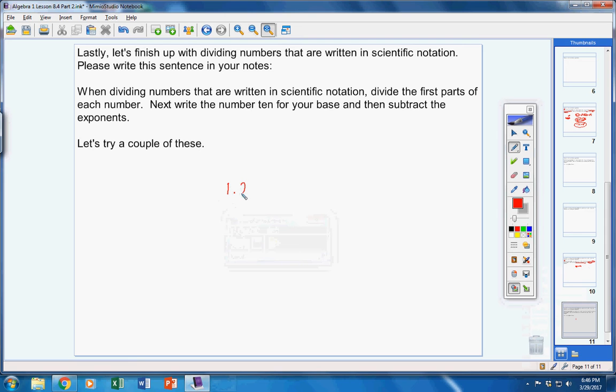Alright, let's go with 1.2 times 10 to the negative 13th power over 4.8 times 10 to the negative 8th power. Alright, now notice I'm dividing two numbers that are written in scientific notation. So the first thing I do is I divide the first parts. So here's my first part. With my calculator, I type in 1.2 divided by 4.8, and I will get 0.25.